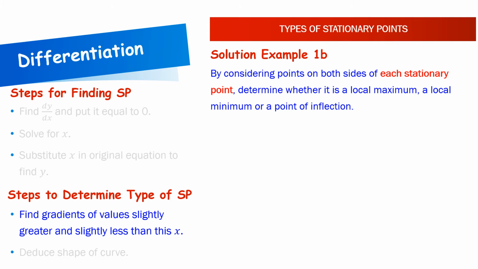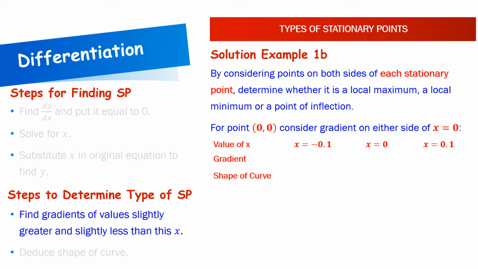Now let's have a go at example 1b. By considering points on both sides of each stationary point, determine whether it is a local maximum, a local minimum, or a point of inflection. For point (0, 0), consider the gradient on either side of x equals 0. The points which we are going to consider on either side of x equals 0 are x equals minus 0.1 and x equals 0.1.